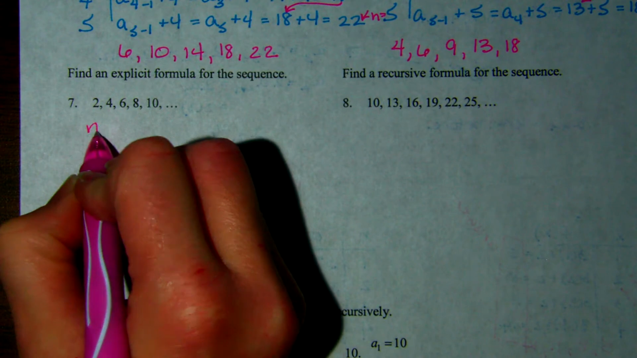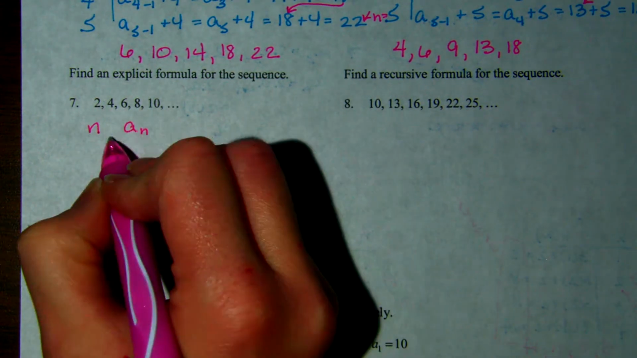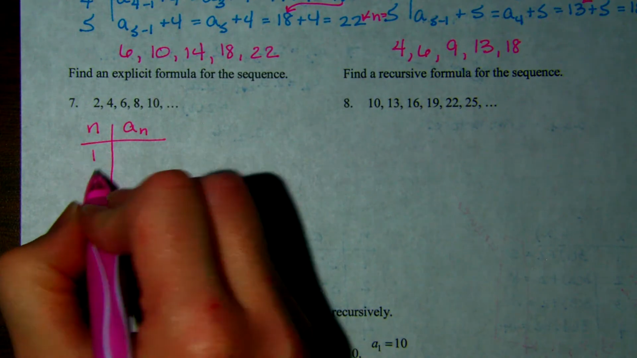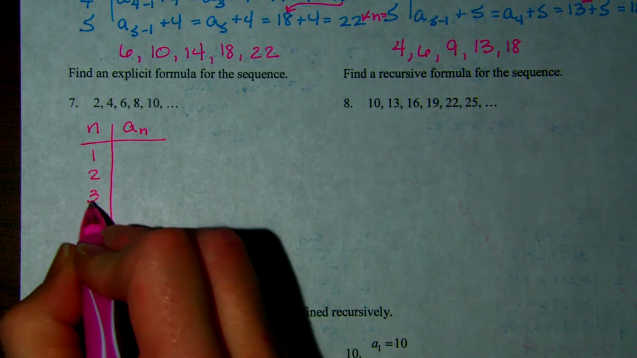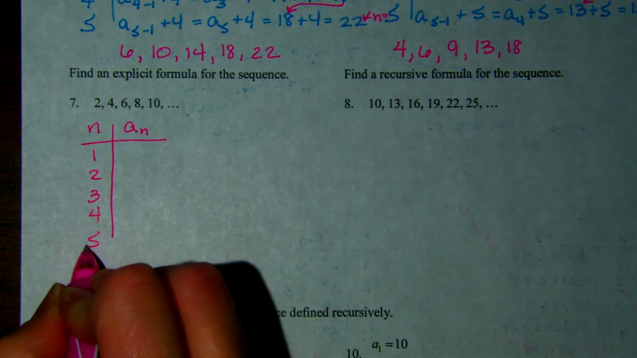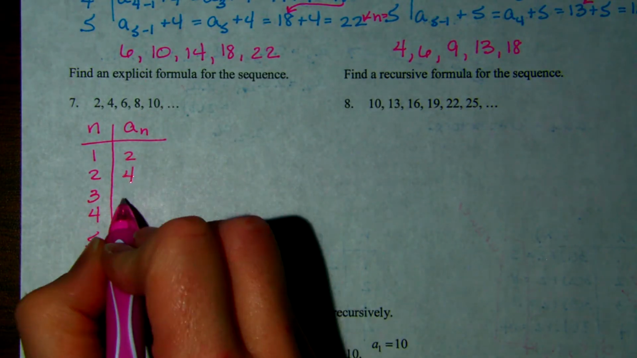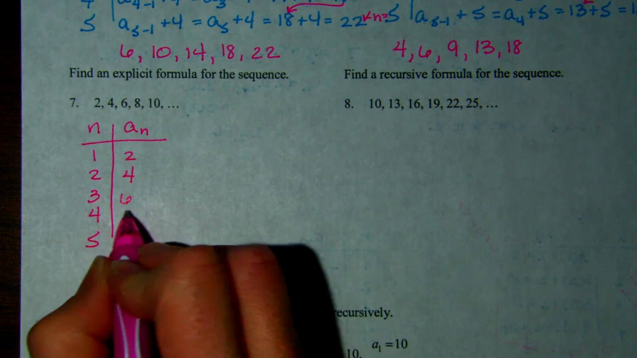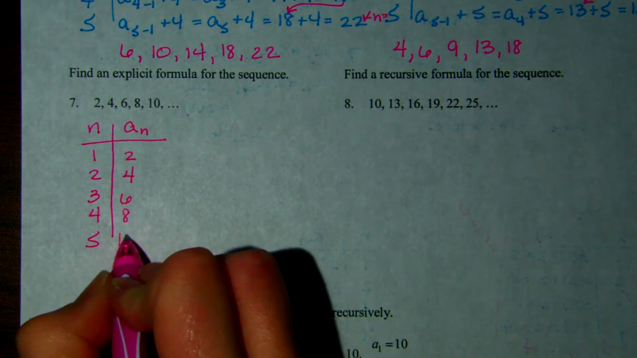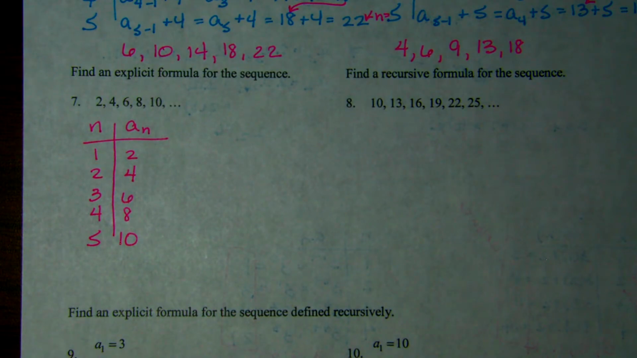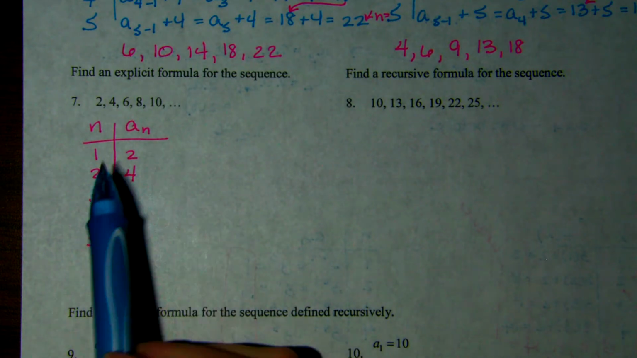So my term number and my actual term. And here my term number is 1, 2, 3, 4, 5. And my actual term is 2, and then 4. Third term is 6. Fourth term is 8. Fifth term is 10. And when you make that table, guys, sometimes the formula just pops right out at you.